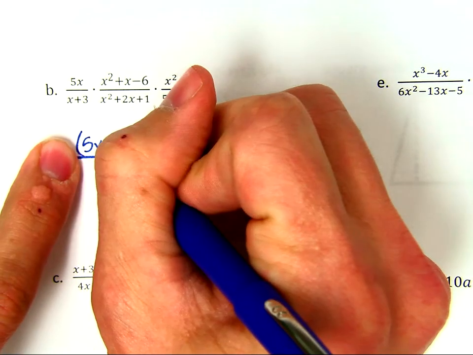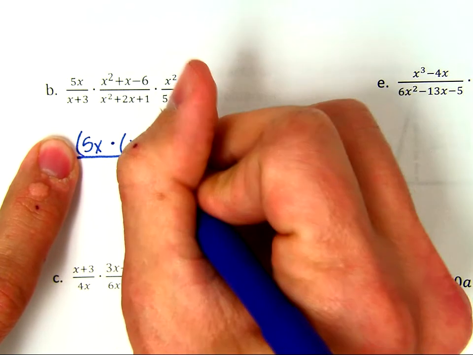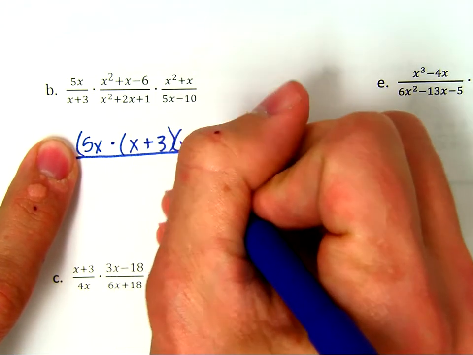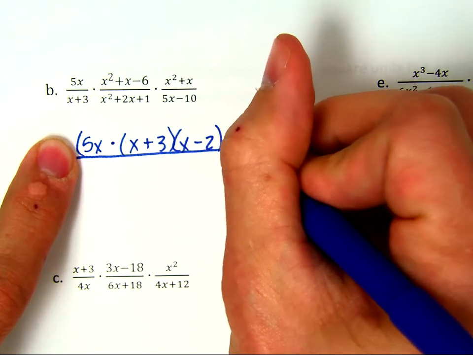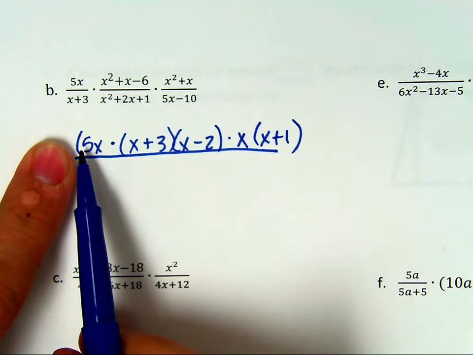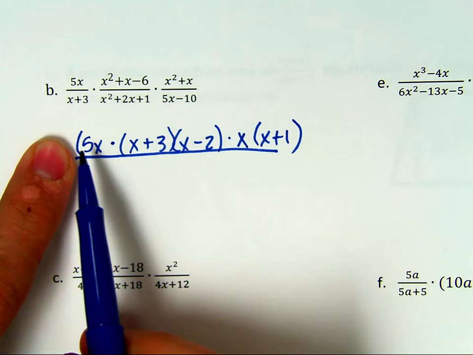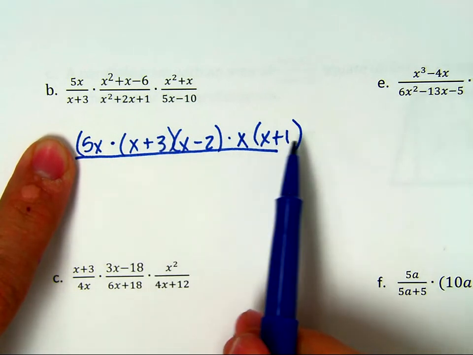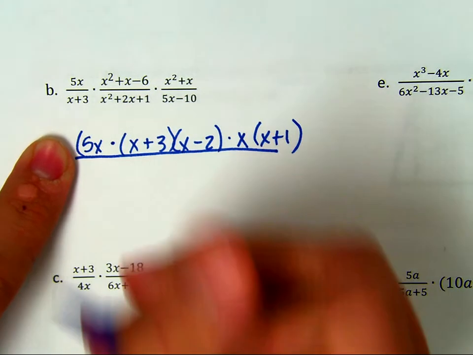So we've got 5x, x squared plus 5x minus 6 factors to x plus 3 and x minus 2. And then x squared plus x, that has a GCF of an x, so we're going to say times x plus 1. Okay, so ultimately I'm multiplying those all the way across, right? So this is just one big expression. All of those are being multiplied, but they are in factored form. Then we're going to do the denominator.